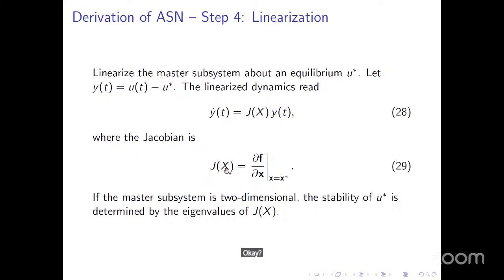Okay. Now we linearize the master subsystem about the equilibrium point, and we let Y be U(t) minus U star, and linearize the dynamical system, which will be of this form, where J is our Jacobian. If the master system is two-dimensional, the stability of U is determined by the eigenvalues of the Jacobian.